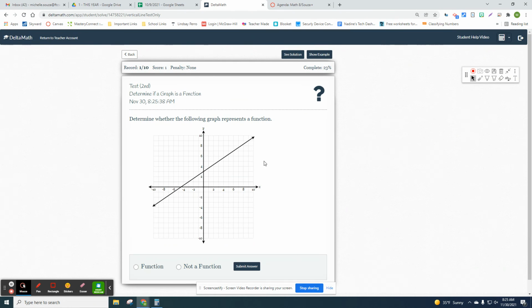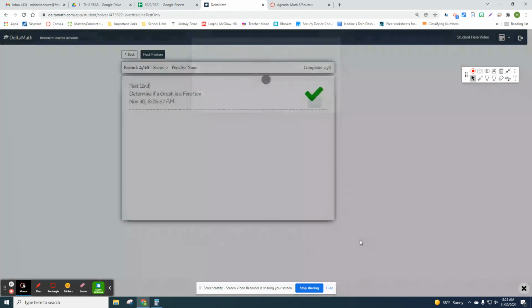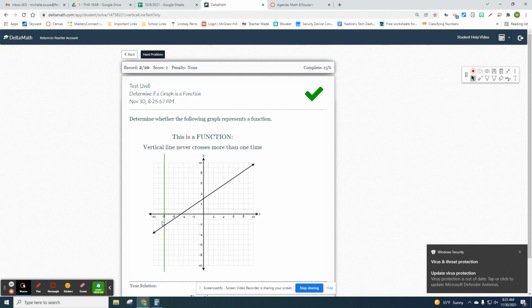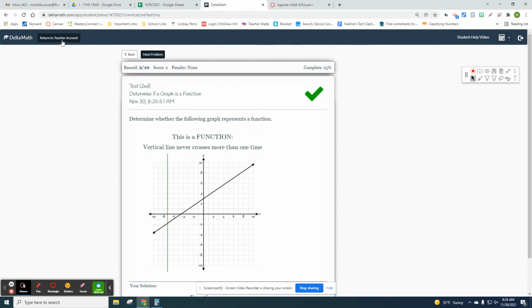Okay, so this one, I could make a line up and down this function as many times as I want. It's never going to hit two points of the line. Okay, so again, it's this line, the actual linear function here, not the coordinate plane. So this one is a function, because this vertical line that's crossing through right now is never going to hit more than once. All right.